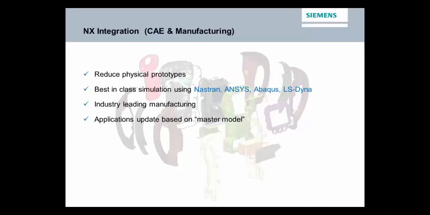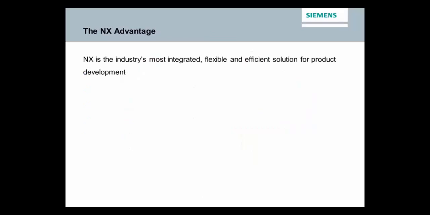So with our integrated CAE and manufacturing capabilities with the CAD platform in the first place, we're able to reduce physical prototypes. We have best-in-class simulation. You can use Nastran, ANSYS, Abaqus, LS-DYNA, whatever solution provider you want. Industry-leading manufacturing and application-based master model functionality for an integrated design, analysis, and manufacturing capability.